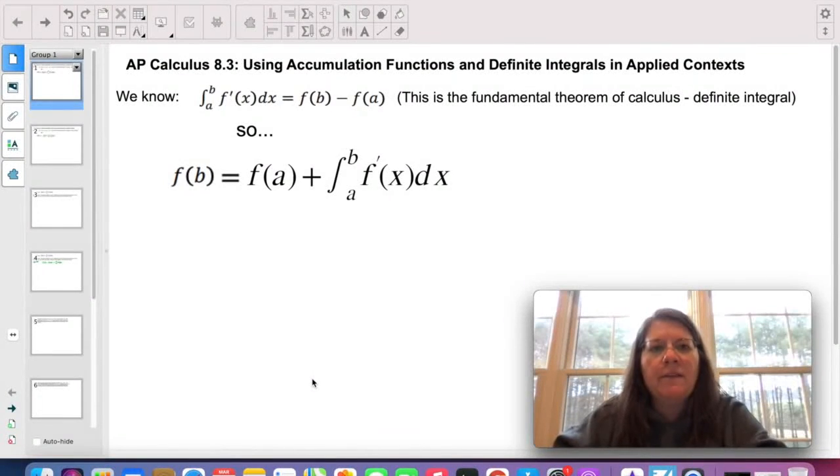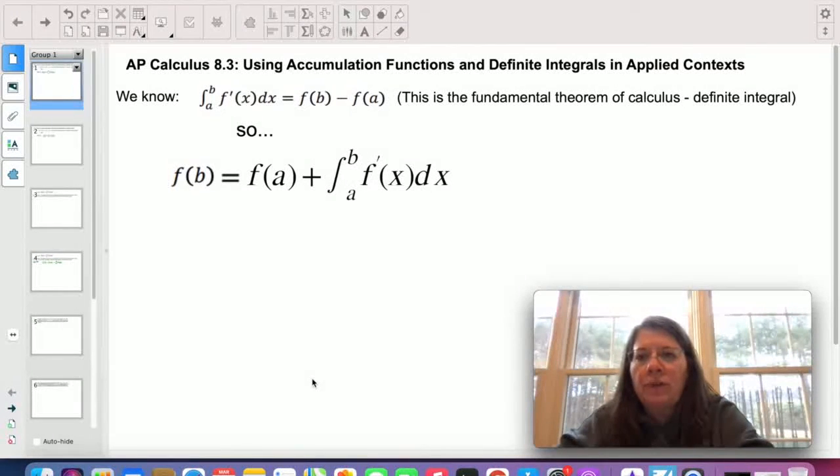This is AP Calculus 8.3, using accumulation functions and definite integrals in applied contexts. What we're going to do is think about definite integrals and how they can help us solve problems when maybe we have the rate of change of something and one endpoint, but they ask us to find the other endpoint. We can plug into a specific formula to be able to do that.